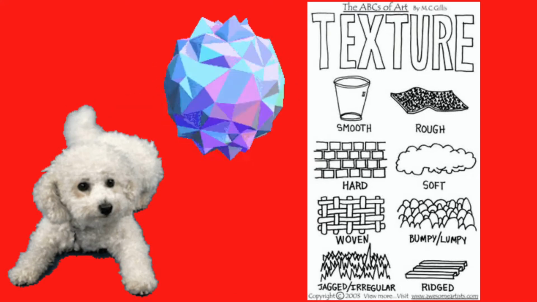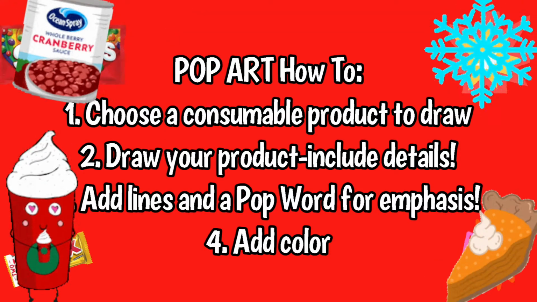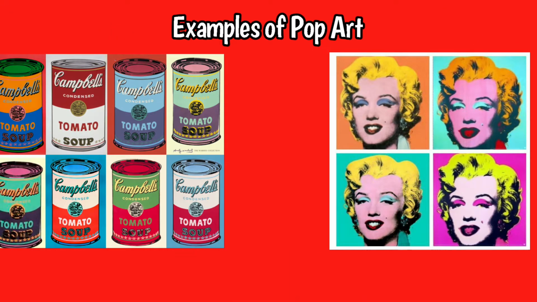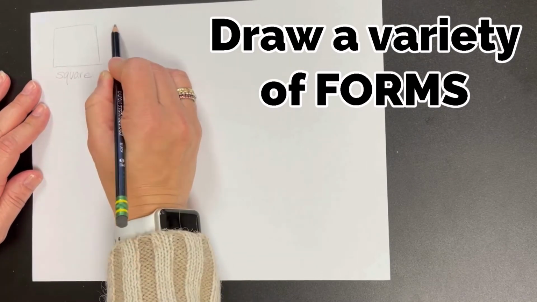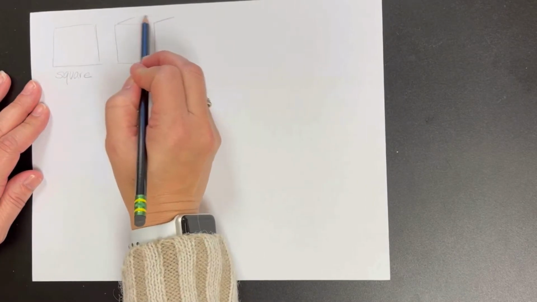For this project, you're going to choose your favorite holiday snack and draw it in a three-dimensional shape. You're also going to choose 2 different textures to add to your product. Let's get started. Okay, start off by first drawing 2D shapes and then transforming them into 3D forms.